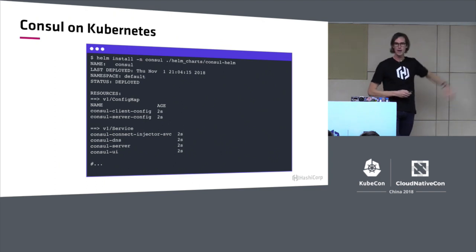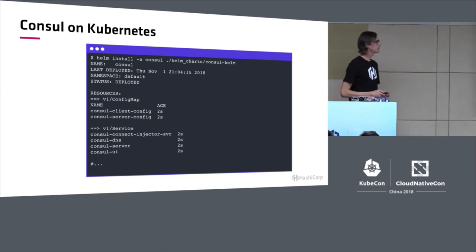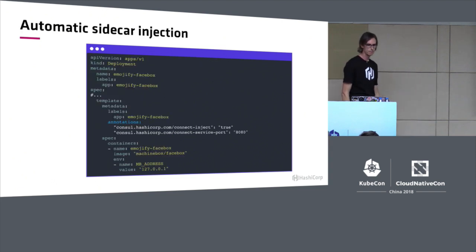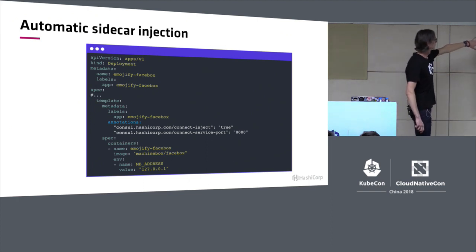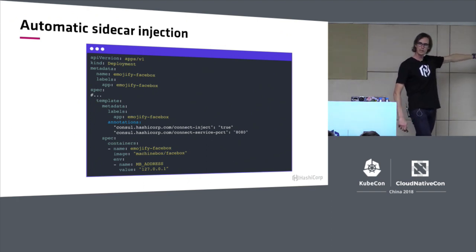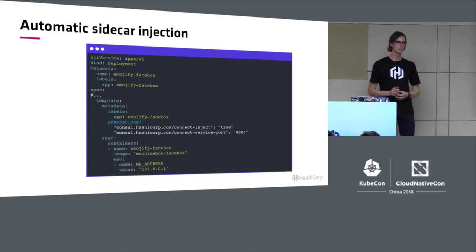I'm going to show you in a second how you deploy it, but it's really, really easy. Consul Helm chart, run it up on top of your Kubernetes cluster. And I think the important thing is sidecar injection, a really simple setup using pod annotations.